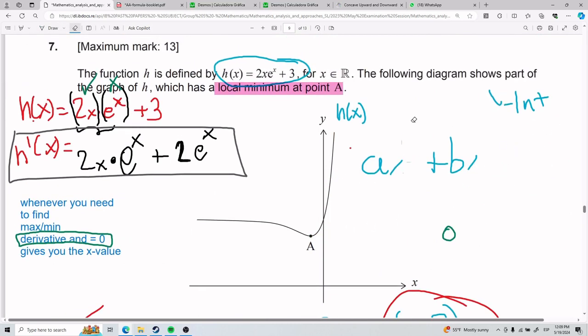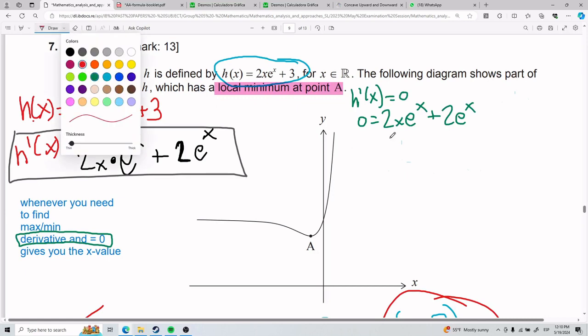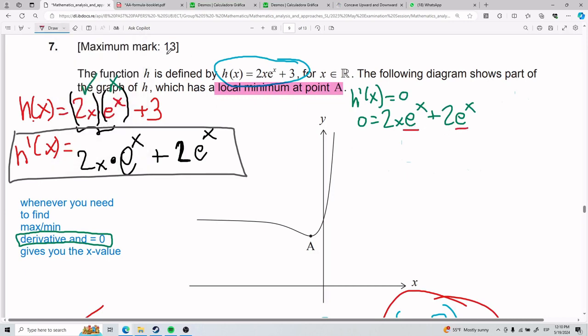So let me make a little bit of space because it's about to get a little bit juicy. So here we go. If you take your derivative and equal it to 0, you end up with 0 equals 2x times e to the power of x plus 2 e to the power of x. All right, this looks kind of crazy, right? So what can I do from here? Well, technically, the e to the power of x is in both of my terms, so you can actually divide by that.